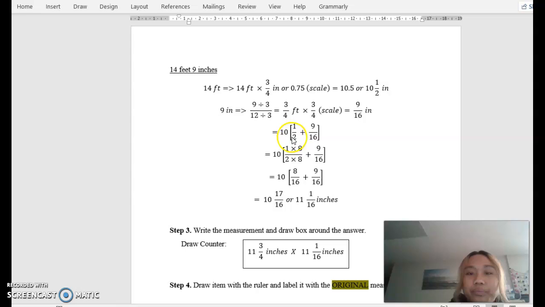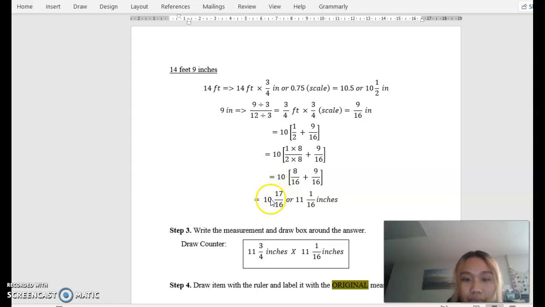We need to find the least common denominator, which is 16. Whatever you do to the bottom, you do to the top. So 2 times 8 gives us 16. Now 1 multiplied by 8 gives us 8. So now we can proceed to addition. We can now add our equation.